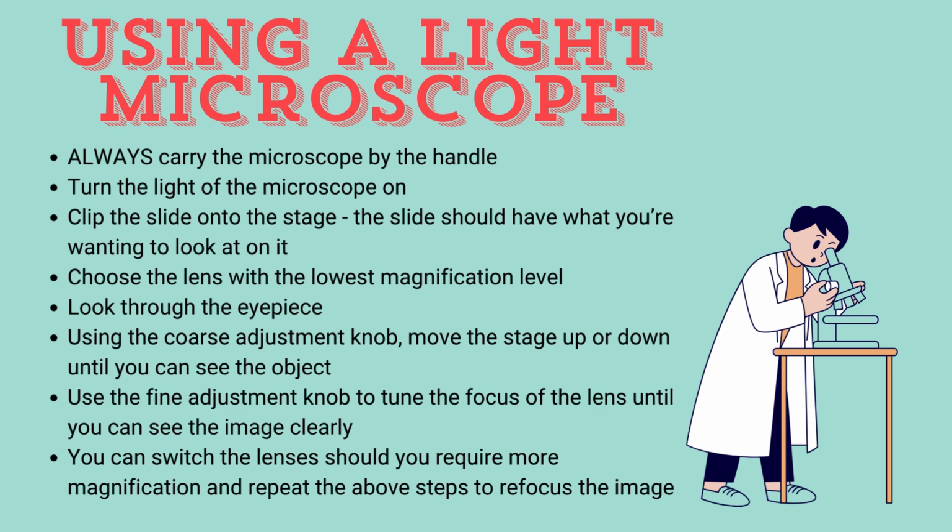Look through the eyepiece. Using the coarse adjustment knob, move the stage up or down until you can see the object. Use the fine adjustment knob to tune the focus of the lens until you can see the image clearly. You can switch the lenses should you require more magnification and repeat the above steps to refocus the image.